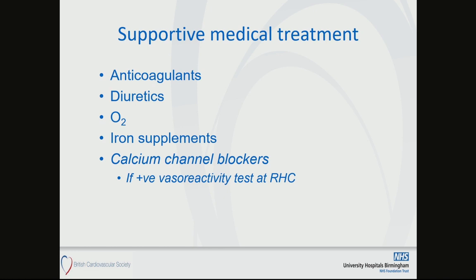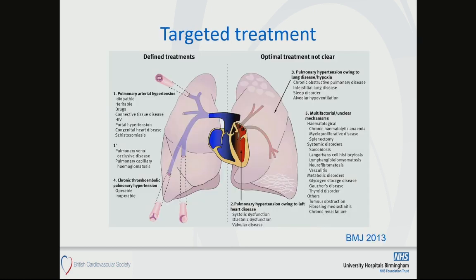Other things are anticoagulation. Are they at high risk? Do they need full warfarinization or DOAC? Do they need diuretics, oxygen? Iron supplements, mentioned again. Iron deficiency is associated with a reduction in your exercise capacity, even if you've got no anemia. So if your hemoglobin is normal but you're iron deficient, you can still have significant reduction in your exercise capacity. Think about calcium channel blockers if they've got a positive vasoreactivity test.